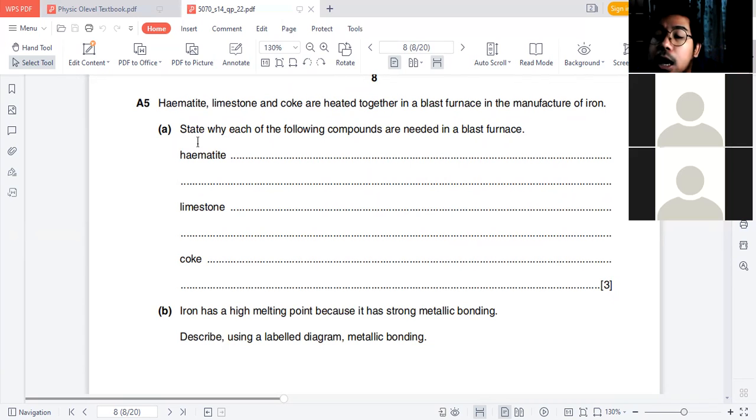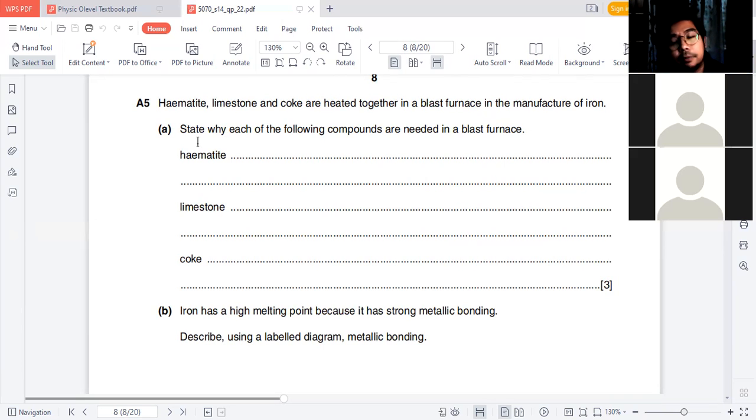Limestone, why is limestone needed? Limestone is needed to purify the iron ore, to remove the sand. Then you have your coke. Coke is carbon, so this is to generate carbon monoxide. So it is able to reduce your iron oxide to become iron. So far so good?